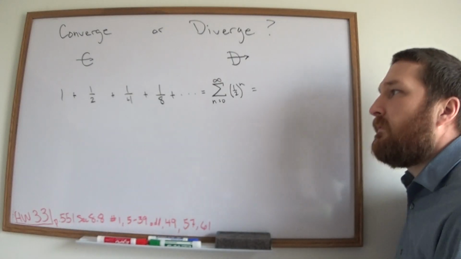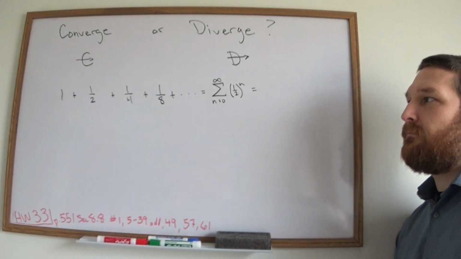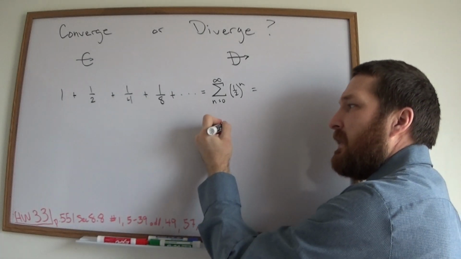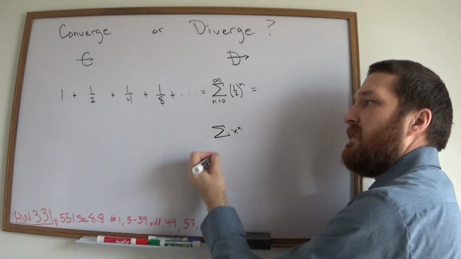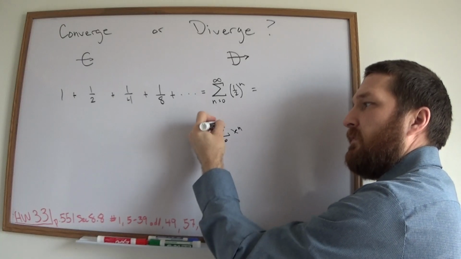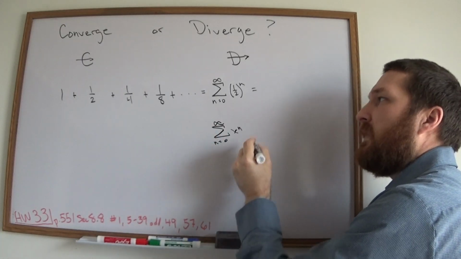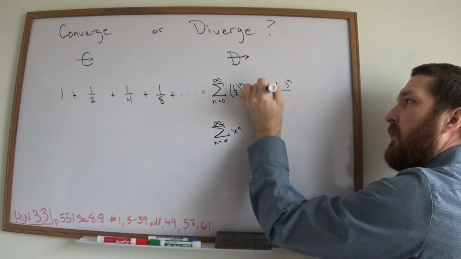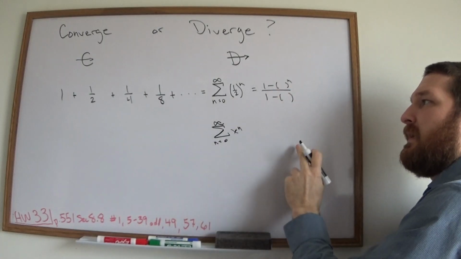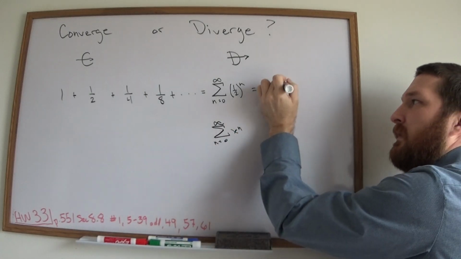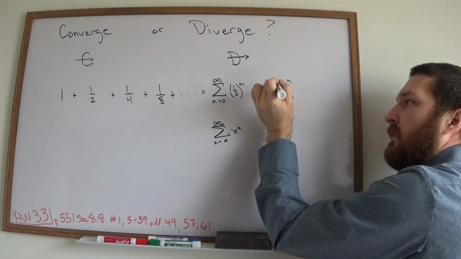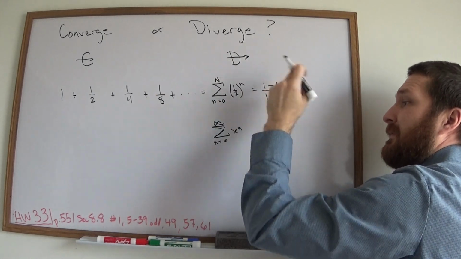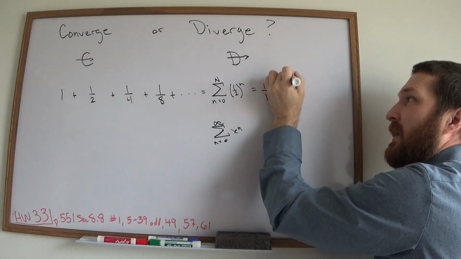Okay, remember this one? This one does converge, because this is the same thing. You could say this is the sum of x to the n, as n goes from 0 to infinity. And we found that that's the same thing as (1 minus x to the n) over (1 minus x). In this case, x is 1 over 2.